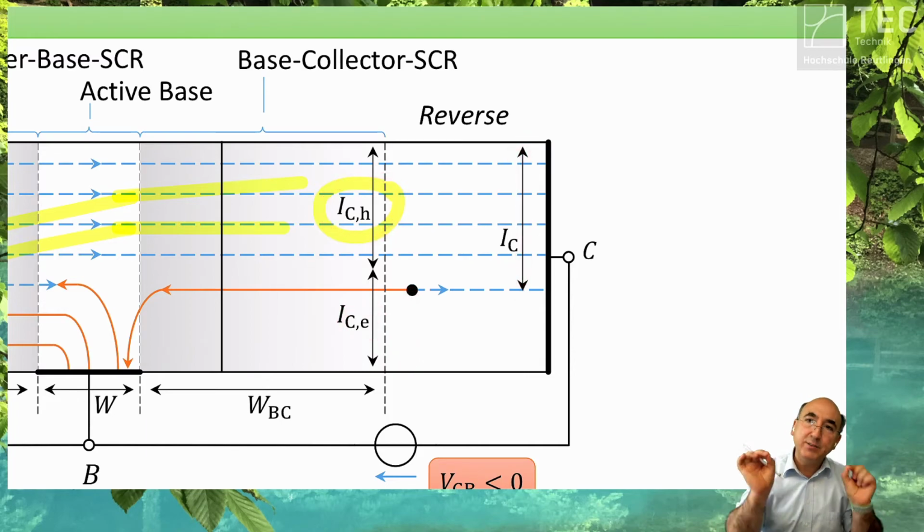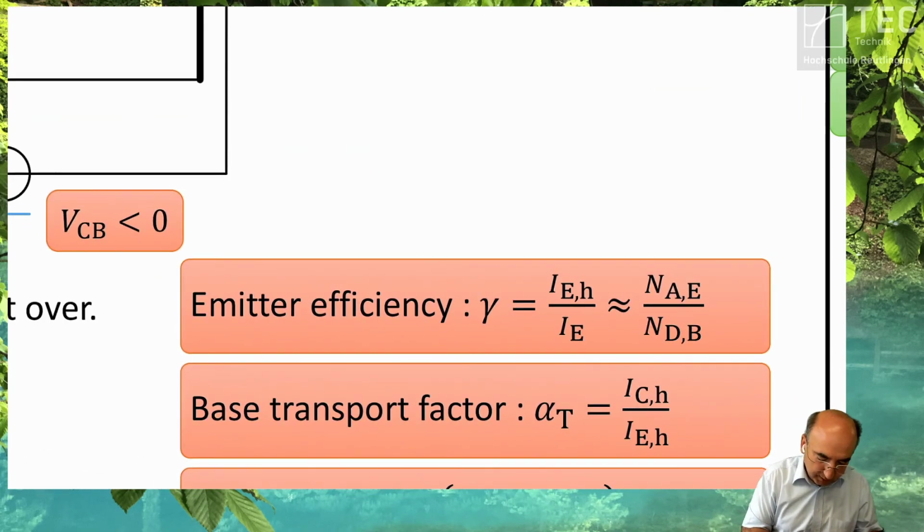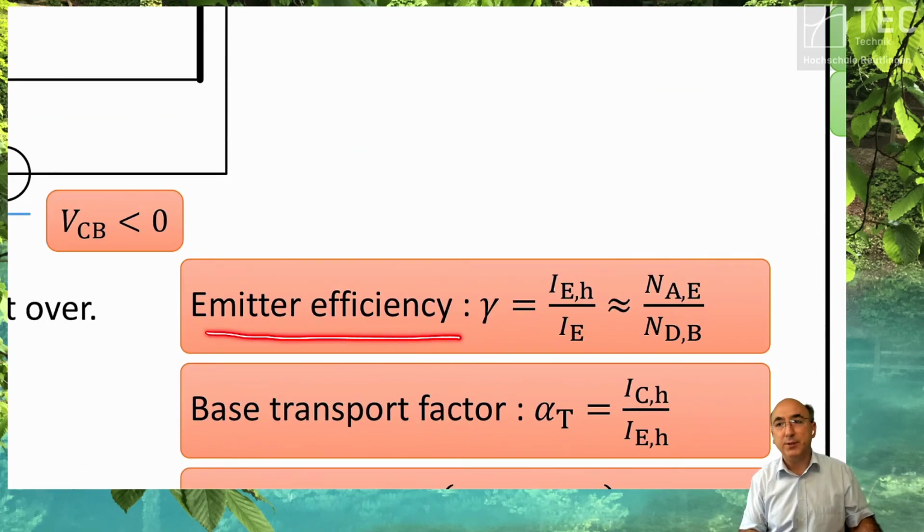So we learned everything about all these current values, but we don't know the absolute figures. But we start by just naming these guys. And using these names, we name additional things like emitter efficiency.